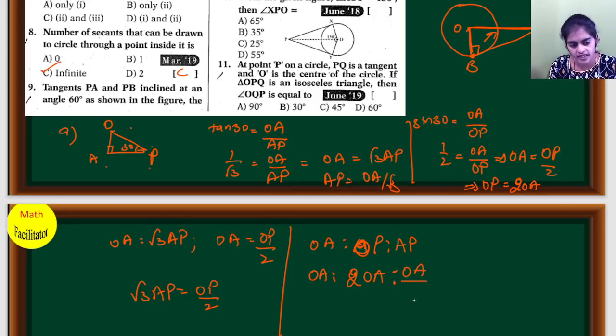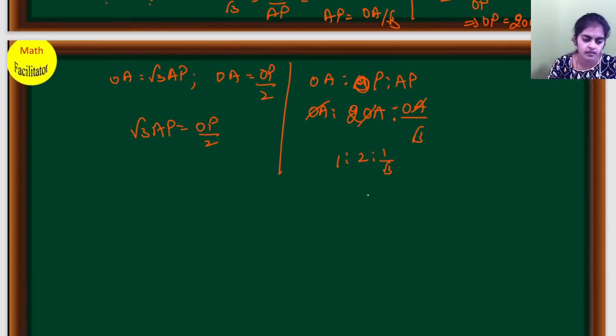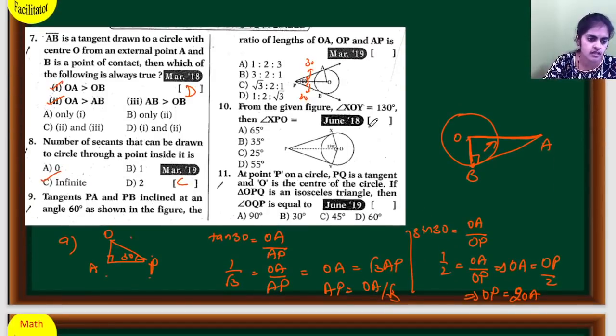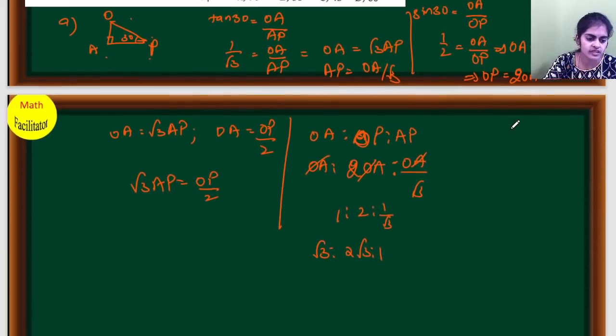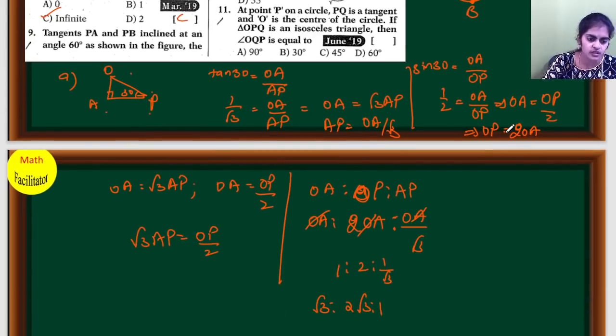So this is OA divided by root 3. OA will get cancelled. 1 is to 2 is to 1 by root 3 I have. Or I can take LCM. So if I take LCM here, okay, simplify. So it will be 2 root 3 is to 1. Is it in the options? So no, you have root 3 is to 2 is to 1. Root 3 is to 2 is to 1 you have.